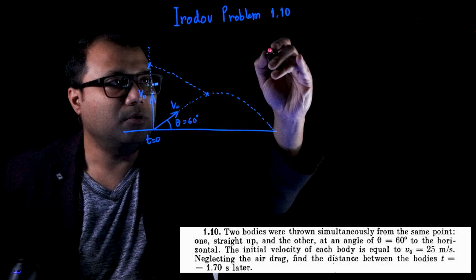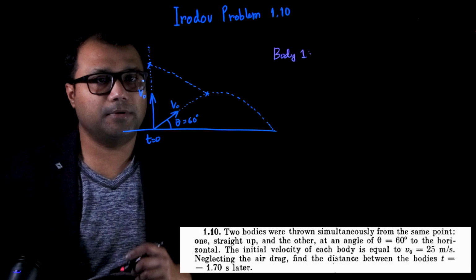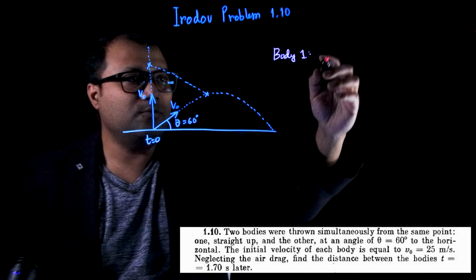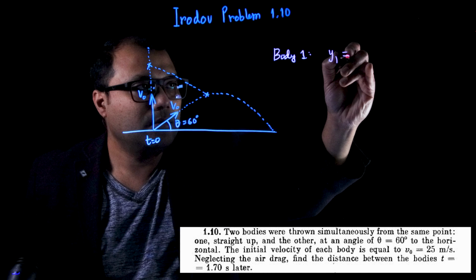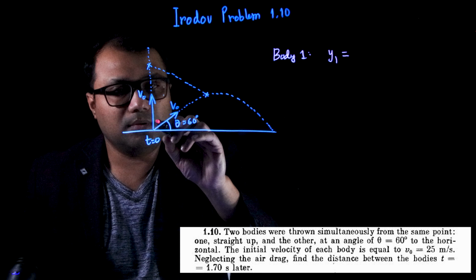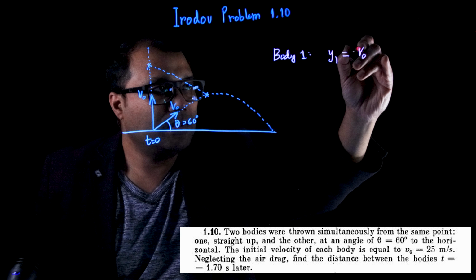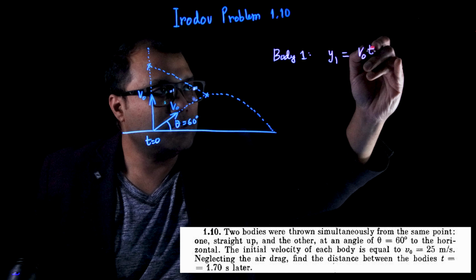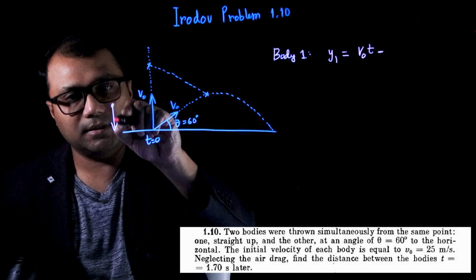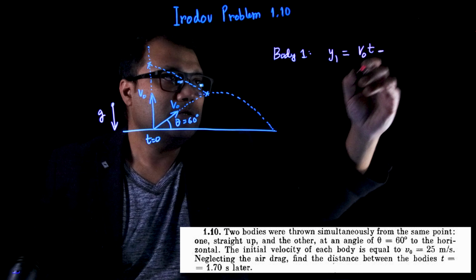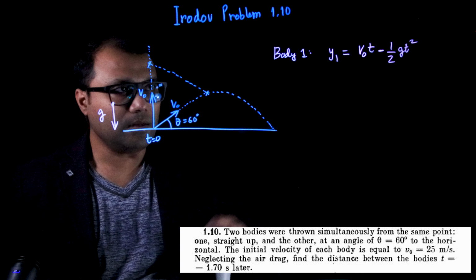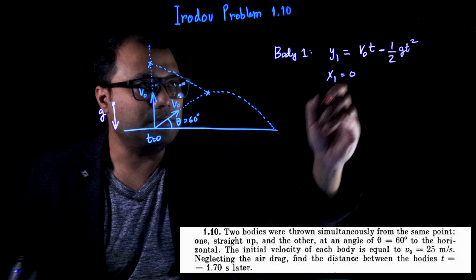Okay. Let's look at body 1. The first body that is thrown vertically up. Its displacement, since it is thrown only in the y direction, it will only have a y component. So y1, we know s equals ut plus half at square. So y1 will be, u, initial velocity is v0. After time t, it will be v0t plus half at square. But now g is the acceleration in the downward direction. Okay, so minus half g t square. Okay, what about x1? X1 will still be 0.